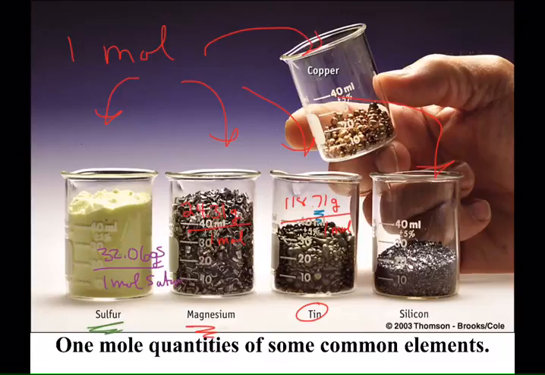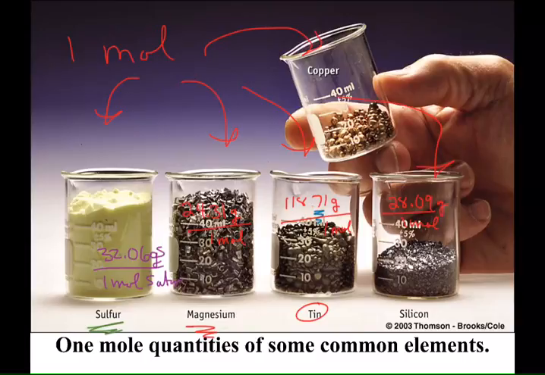And then we go on to silicon. The molar mass, or the decimal number for silicon, is 28.09. Again, a silicon atom on average would weigh 28.09 AMUs. And scaling that up, if you want 1 mole of silicon atoms, you would set aside 28.09 grams.